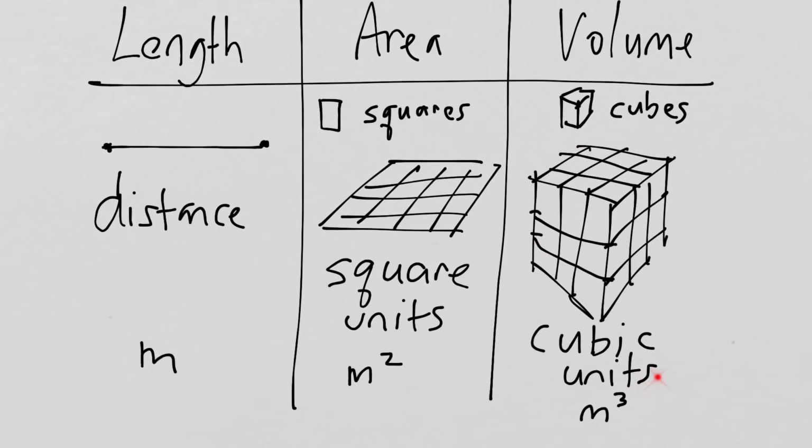And we measure that with a little 3 here. We write it not just meters, which is length, and not just squares, which is flat, but 3D. That's why I put a little 3 there. So cubic units, how many cubes would fit inside this box, would make up this box. So that's the difference between length, area, and volume.